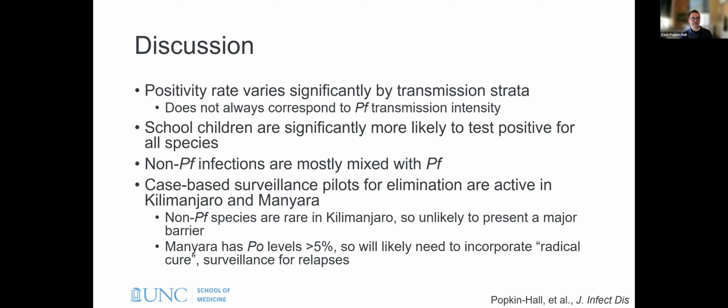In addition, there are currently 2 active case-based surveillance pilots for elimination in Kilimanjaro and Manyara regions, which are 2 of the low transmission regions we included in our study. So to put our results in the context of that, non-falciparum species seem to be quite rare in Kilimanjaro. So there, at least, I think that they're unlikely to present a major barrier to control and eventual elimination. But in Manyara, we did see that PO levels are greater than 5%.